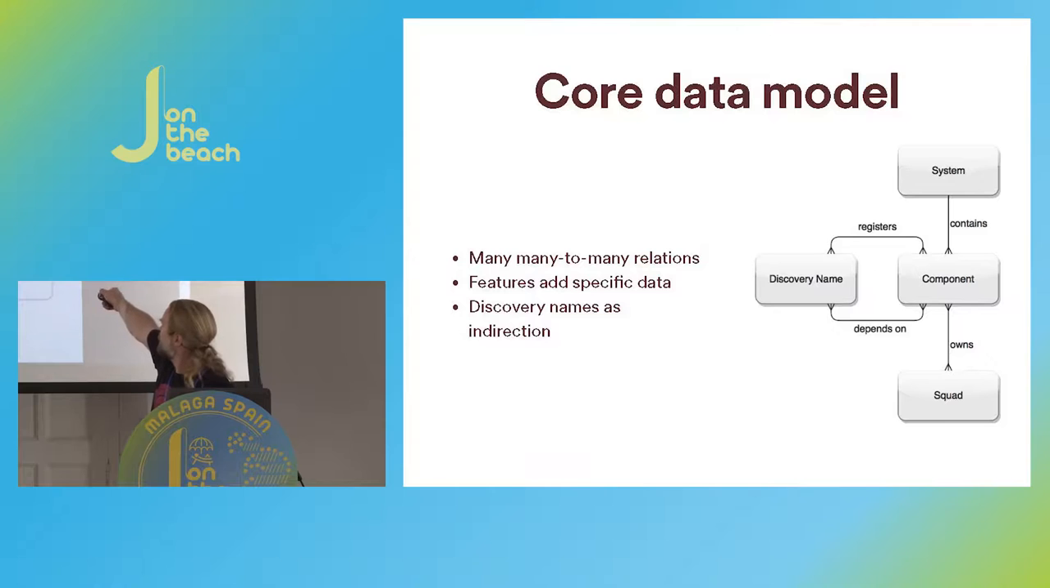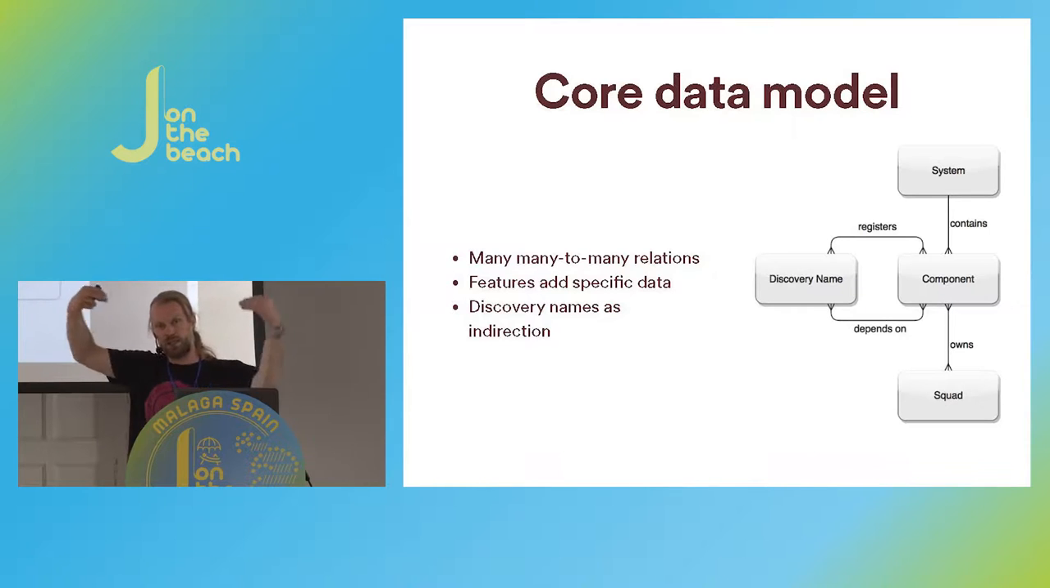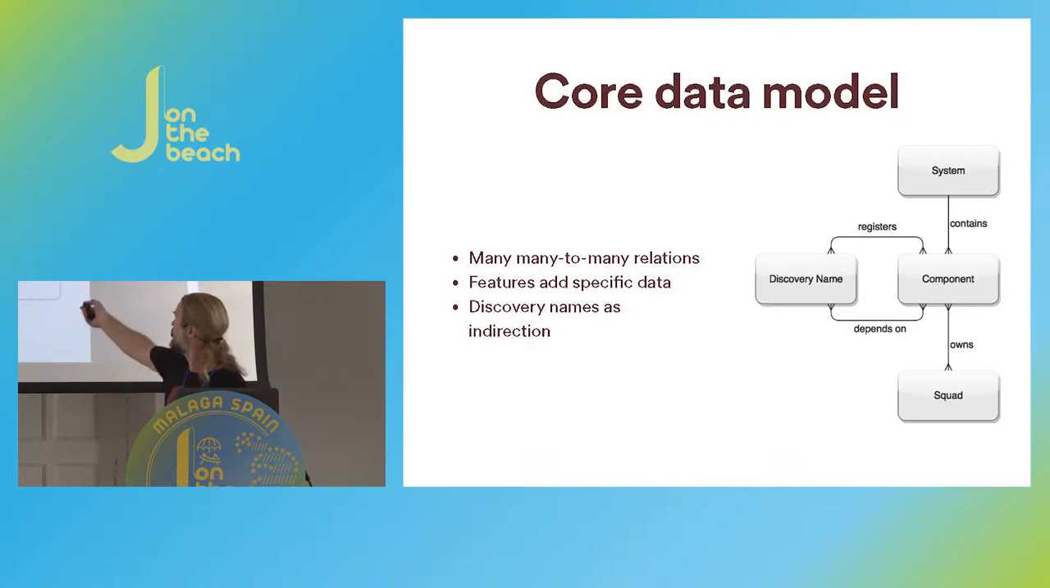Oh, let's do this one first. Actually, that's easier. A component can depend on multiple discover names. That's the outgoing calls that a component makes, and it's obvious that you can have fan out, so you can make many kinds of calls outgoing. And the same thing for the other direction. Many other components can call you. So that one's obvious.